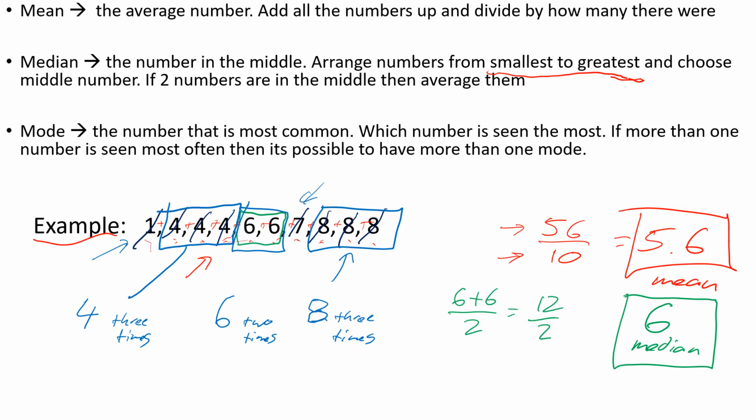Okay? So, since this one is not the most, this one is the most, and it is tied with this one. So we have two modes here. The modes that we have are 4 and 8. So we have two modes.